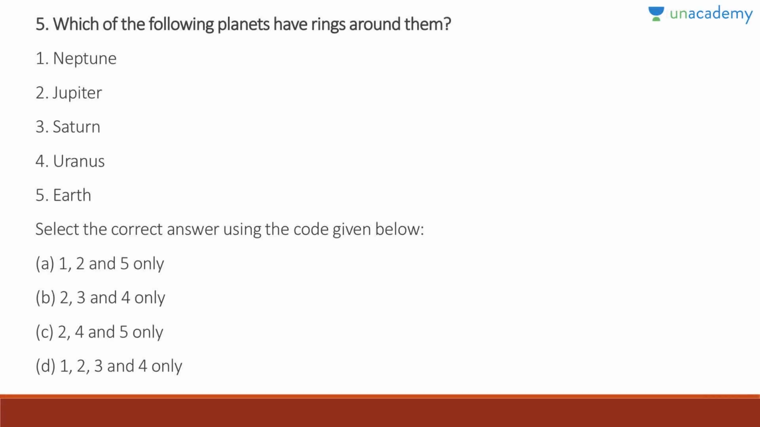Question number 5, which of the following planets have rings around them? Neptune, Jupiter, Saturn, Uranus, Earth. So except Earth, all these planets, the gas giants as they are called, all of them have rings. People think only Saturn has rings, but all these planets have rings. So the answer here is D, 1, 2, 3, 4.